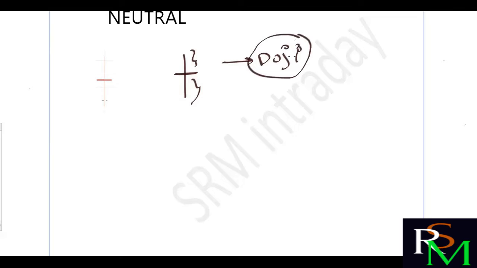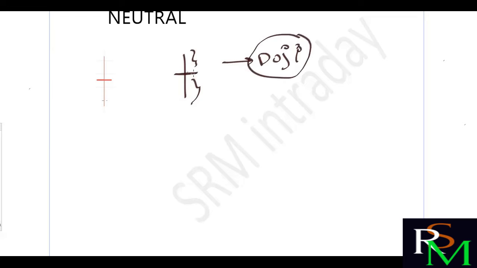This is a neutral candle. You need not worry about this color. Sometimes you can find a candle like this, but the top and bottom side wicks should be equal. Then only can we consider it a perfect doji. In this case, this is a perfect doji. We have some importance for the doji. In the real-time market we will talk about the doji. This is also called indecision.